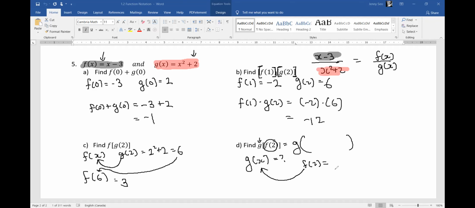That would be g squared plus 2. Oh, no. Now that we're doing the f, we're actually referring to this function. Okay. So it'd be, yeah. It's okay. 2 minus 3, that's a negative 1. So g of f of 2 is the same as saying g of negative 1. And I plug that in. Negative 1 squared is a positive 1. That would be 3.